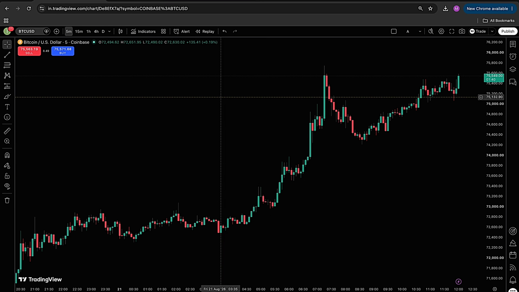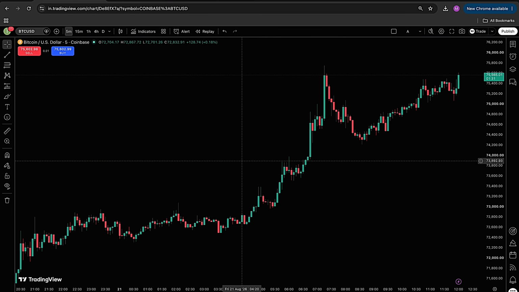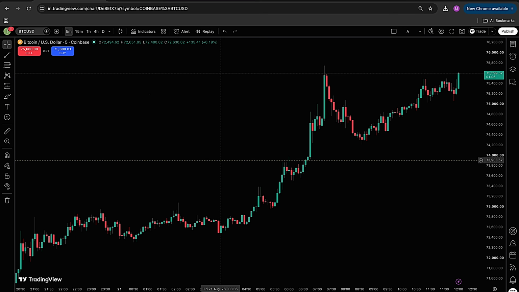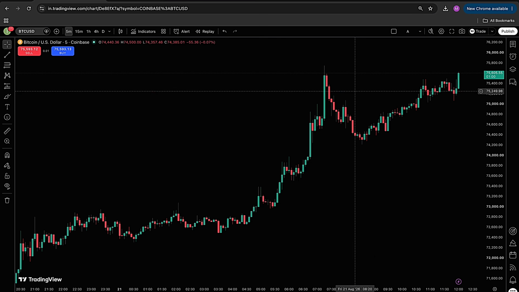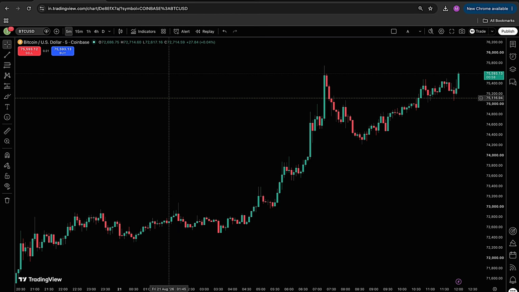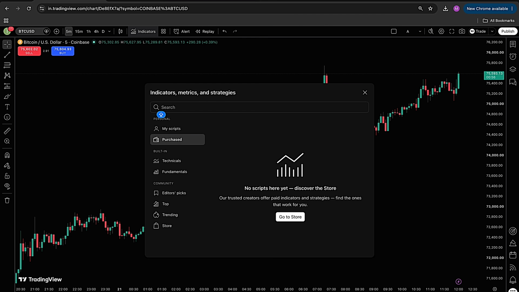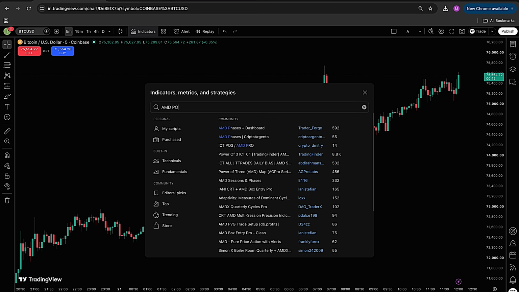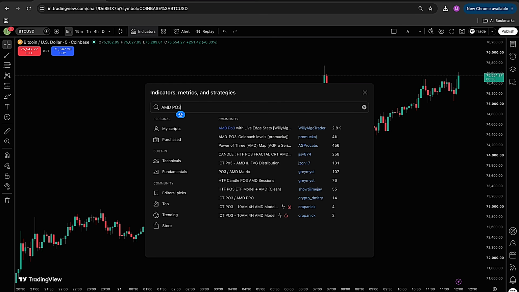What can you do? If you trade with the help of price action, you can apply the accumulation, manipulation, and distribution phases here according to your own analysis. But if you are unable to apply them, what can you do? There is an indicator with the help of which you can find this out. So now we will add the indicator, and for that we will come to the indicator section and search. The name of the indicator is AMD P3. You just need to type this, AMD P3. It will appear here, AMD P3 with live edge stands. You need to add this.